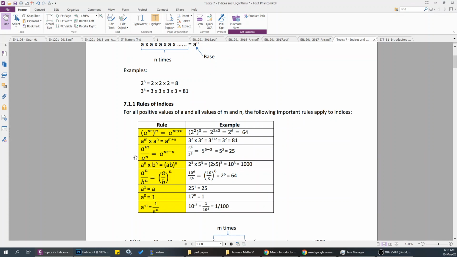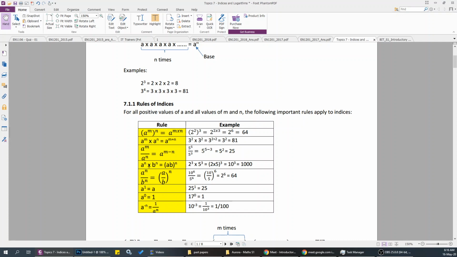Okay, and the third rule, a to the power m over a to the power n, resulting in a to the power m minus n. Whenever you have a division, you can just subtract the relevant indices. And in this example, 5 to the power 5 divided by 5 to the power 3, we can write it as 5 to the power 5 minus 3, and the answer is 5 to the power 2, where the final answer is 25.